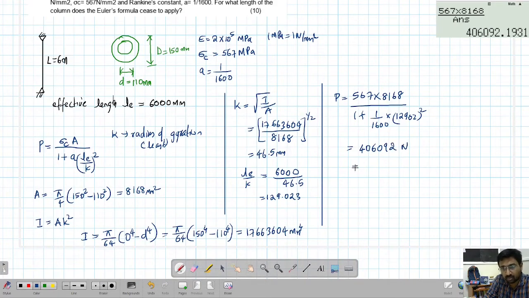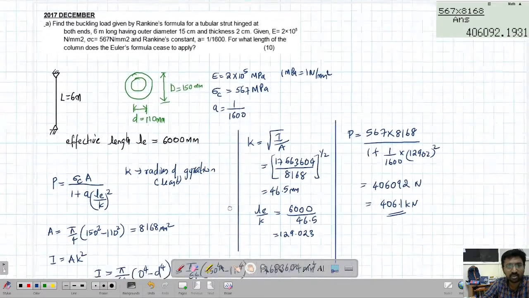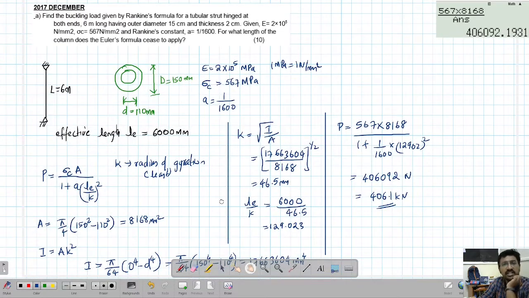Newton. Or we can say 406.1 kilonewton. So this is the load as per Rankine's formula. Now there is a second part to the problem. The second part is they're asking for what length of the column does the Euler formula cease to apply.